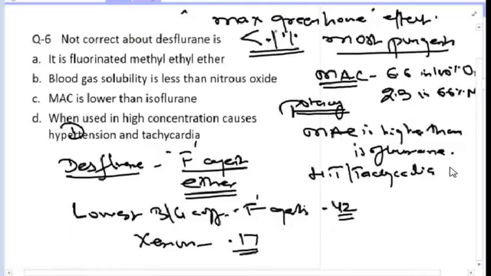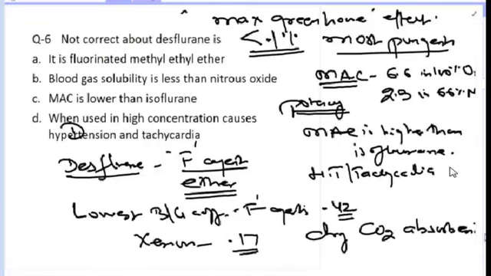Now, desflurane reacts with dry carbon dioxide absorbents to form high levels of carbon monoxide. So all these are the points which are associated with desflurane. So answer to question number 6 is C. MAC is lower than isoflurane is a wrong statement. It is higher than isoflurane.